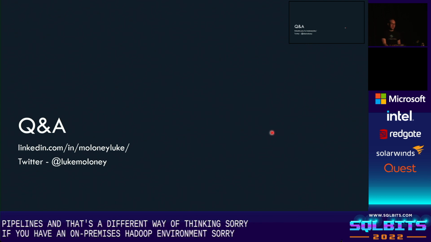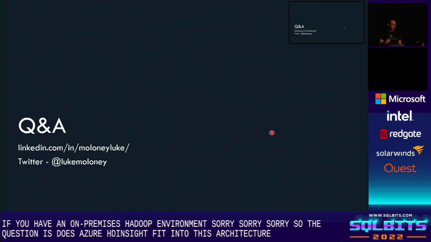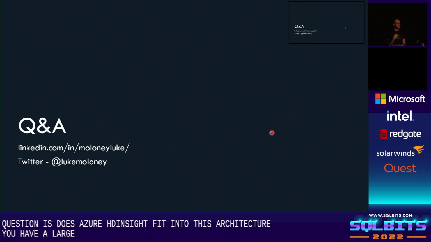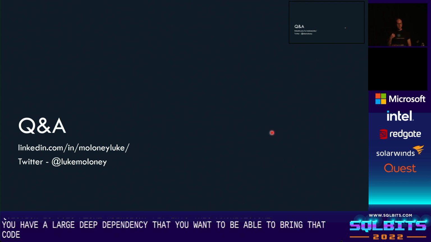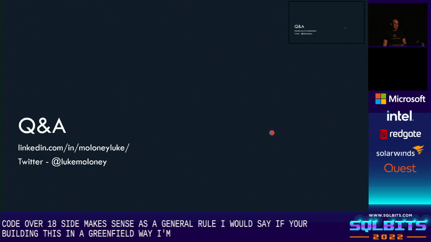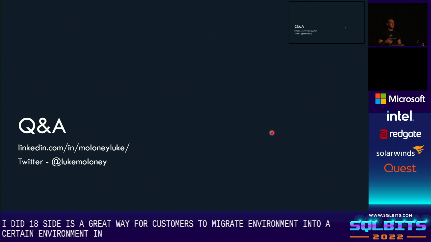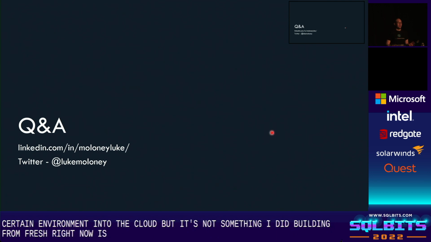Oh, sorry. So the question is, does Azure HD Insight fit into this architecture? If you have an on-premises Hadoop environment, or you have a large Hadoop dependency that you want to bring that code over, HD Insight makes sense. As a general rule, if you're building this in a greenfield way, I would not be leveraging HD Insight. I think HD Insight is a great way for customers to migrate certain Hadoop environments into the cloud, but it's not something I'd be building from fresh right now, is my personal opinion.